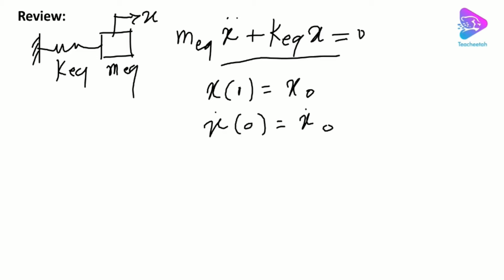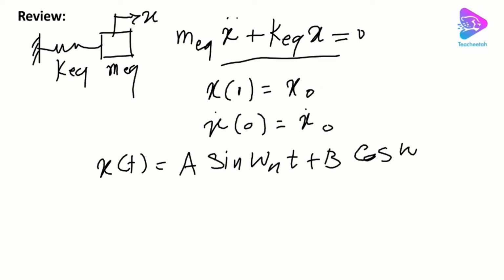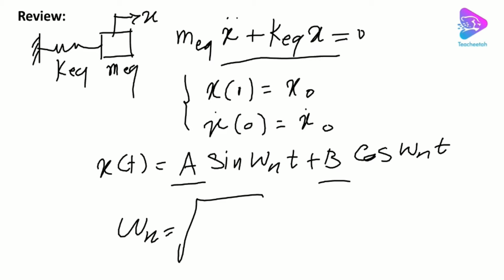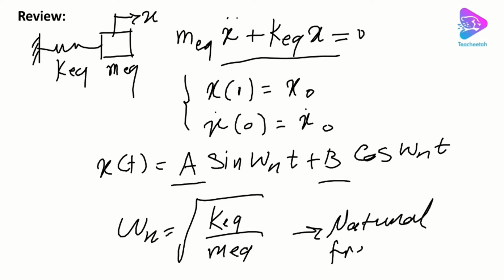So if we solve this, we end up with a harmonic function. x(t) would be A sine omega n t plus B cos omega n t, right? A and B are obtained by applying the initial conditions. And what is omega n? Omega n is the natural frequency, which is a very important parameter for the free vibration analysis, which is equal to the square root of K_eq over M_eq, right? So this is the natural frequency of the system.